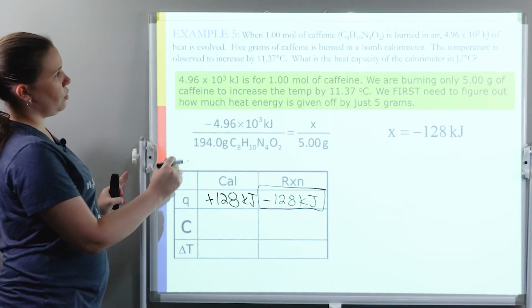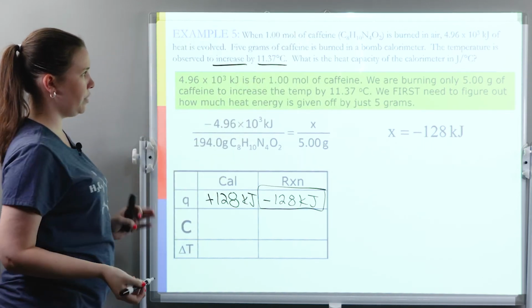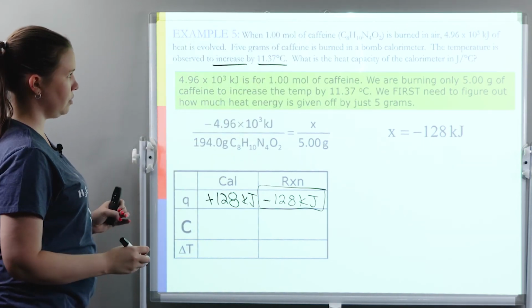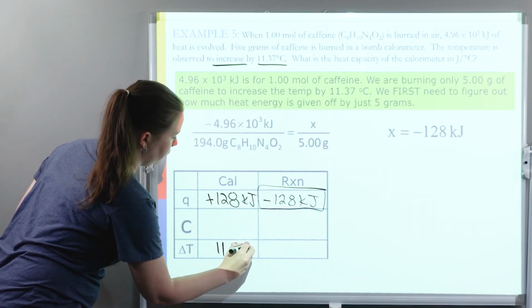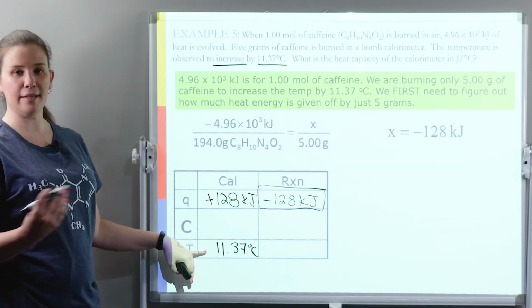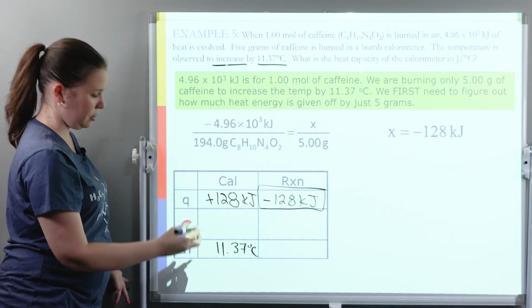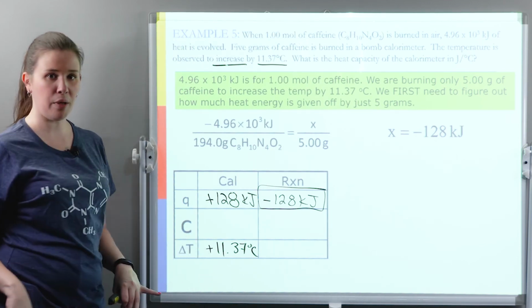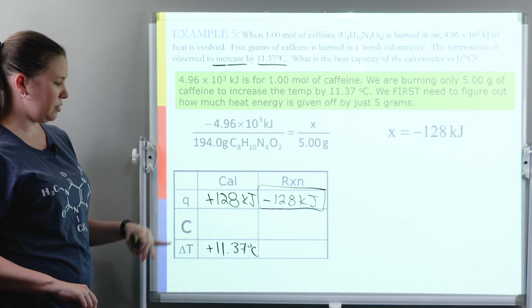What else does it give us in the question? The temperature is observed to increase by 11.37 degrees Celsius. So that's my delta T, 11.37 degrees Celsius. But is that a positive temperature change or a negative temperature change? Well, since it says increase, it's going to be positive. So positive delta T and positive Q.